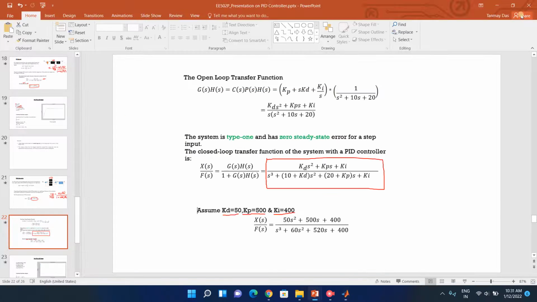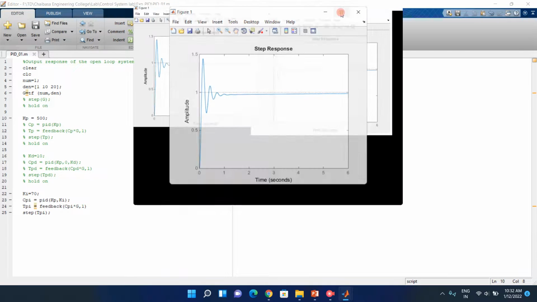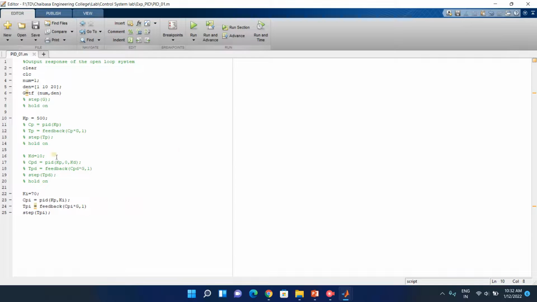Okay, let me show you once again. This is important, so I am showing you step by step so that you can understand. This one. Okay, so if you use 30 and if you use 500, there was a problem. So the problem was overshoot is there.